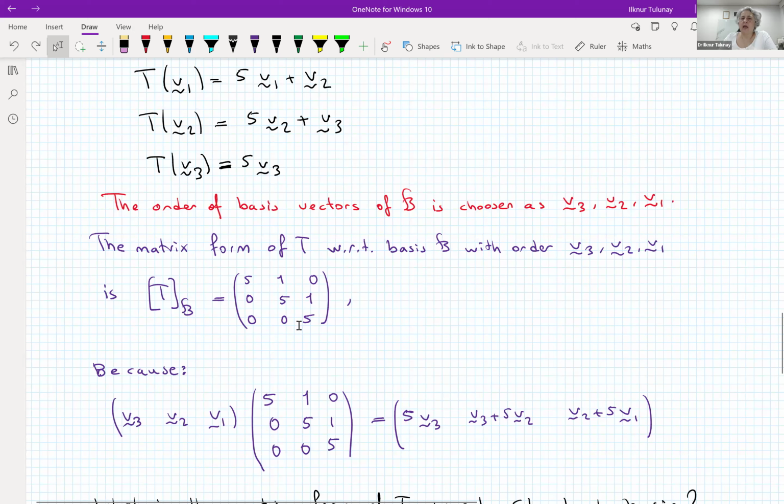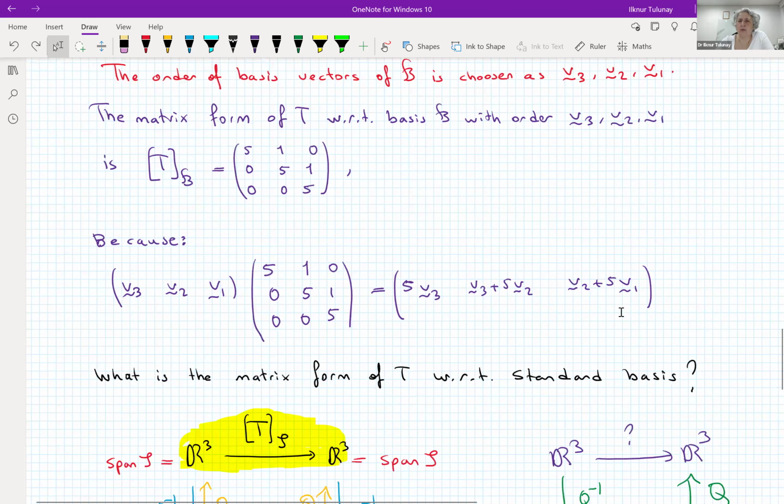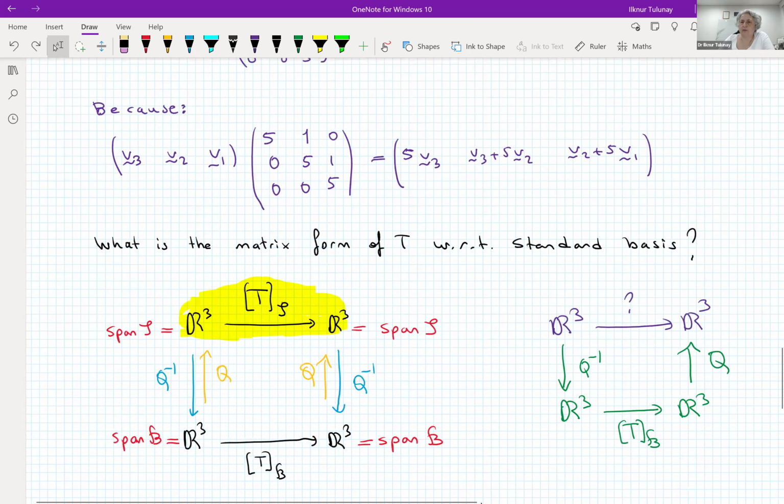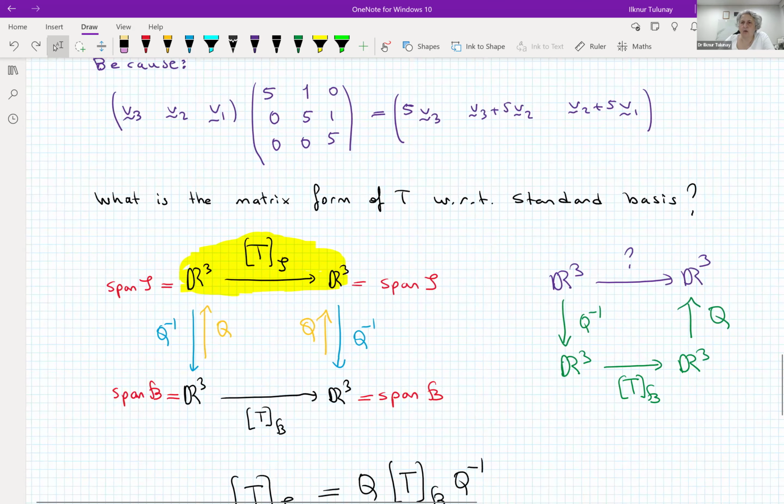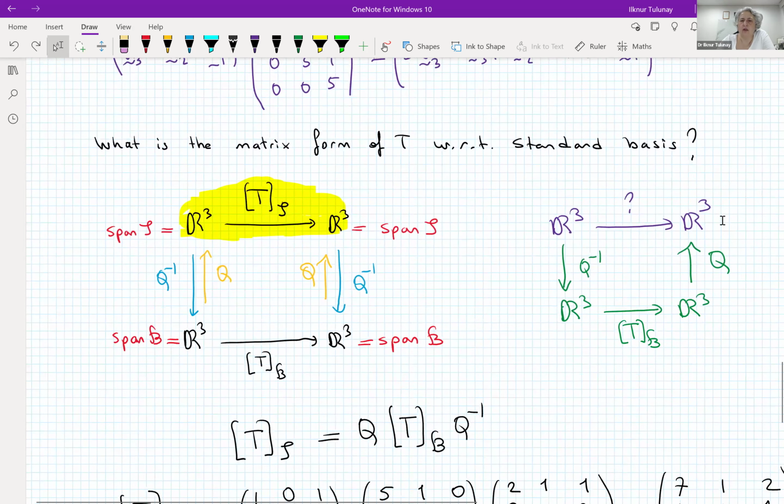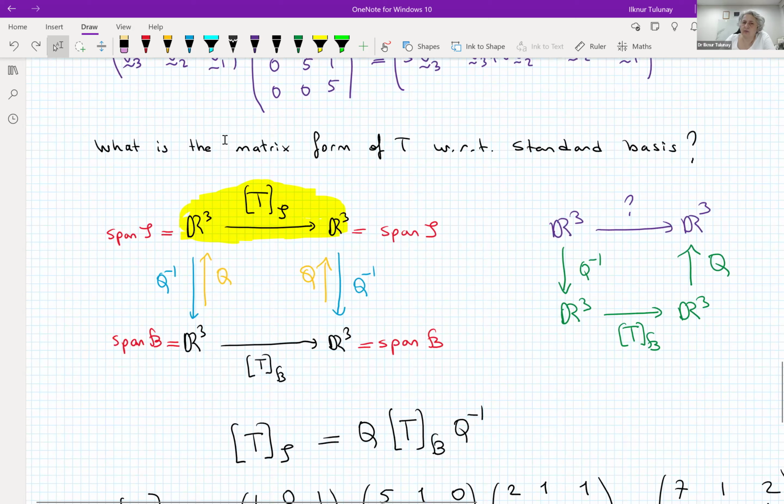Okay, now we would like to find out the matrix form for T with respect to the standard basis. So this is our task. Right? We want to find out the matrix form of T with respect to the standard basis. Now, what we figured out just up.